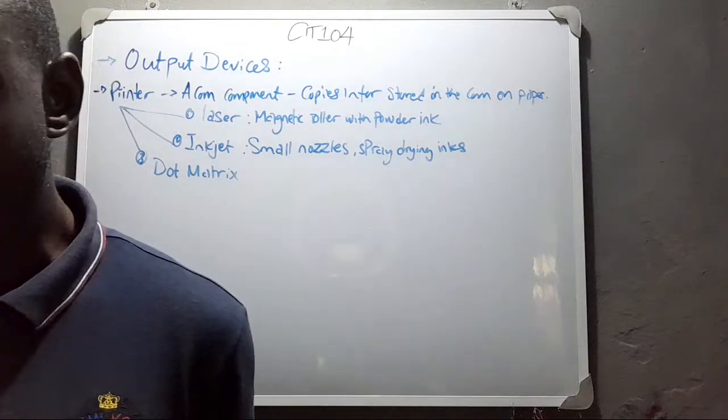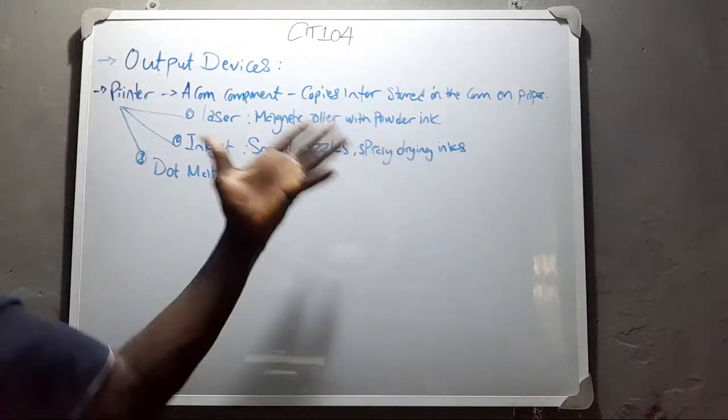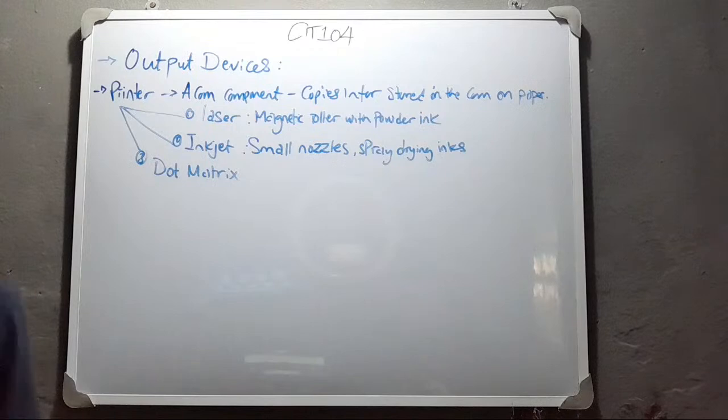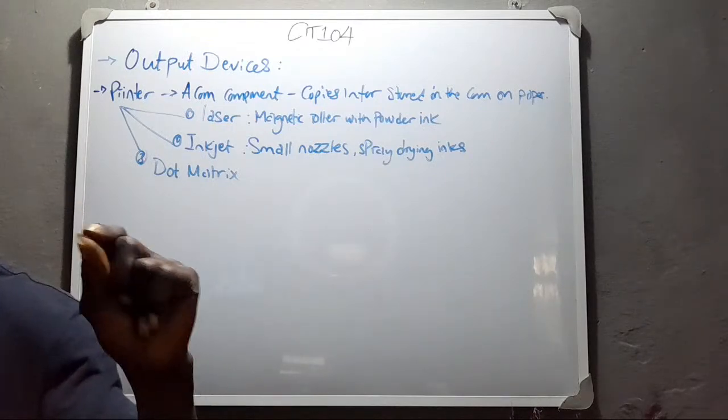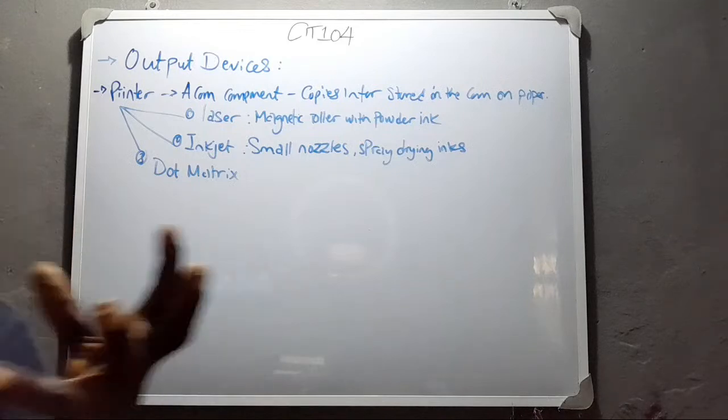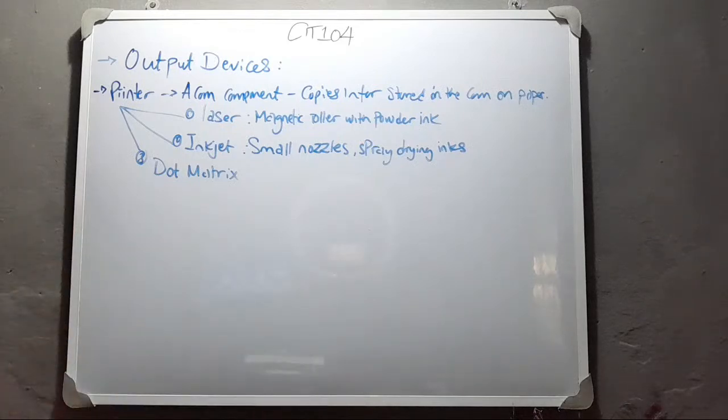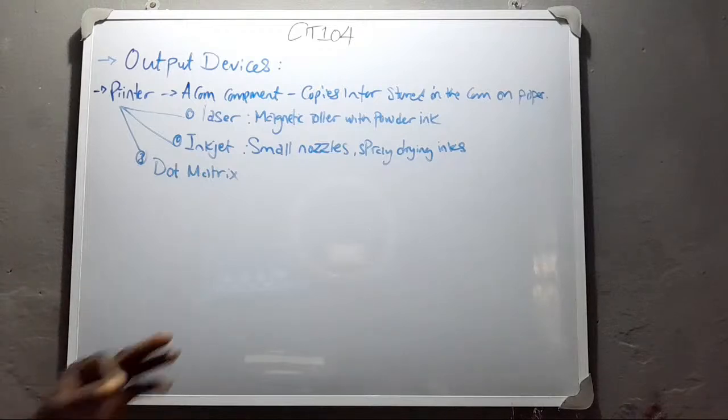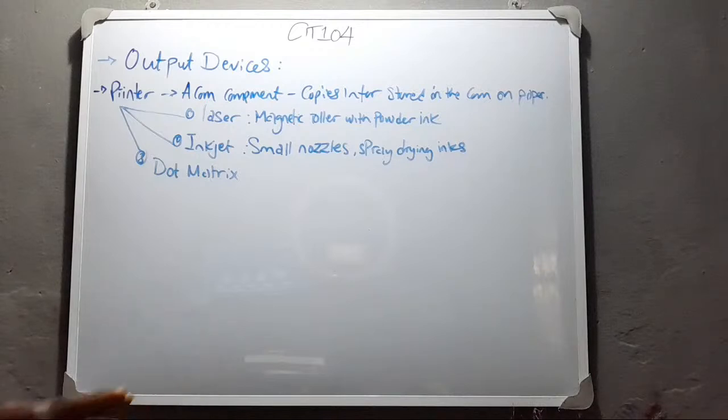Now we have the dot matrix printer. This dot matrix printer uses a print head to strike an inked ribbon against paper, like a typewriter, creating characters out of a series of dots. Now the keyword here is that it uses a print head to strike an inked ribbon against the paper.